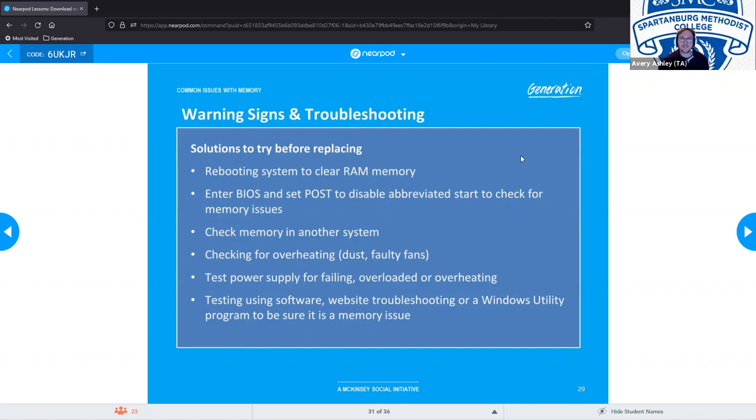So try closing out your tabs and your programs. That might help too. But if you restart your system, that'll clear the RAM memory. Enter into BIOS and set POST to disable abbreviated start to check for memory issues. You can check your memory in another system. So you could take your RAM out of one and put it in the other, and if it runs fine, then the RAM's probably okay.